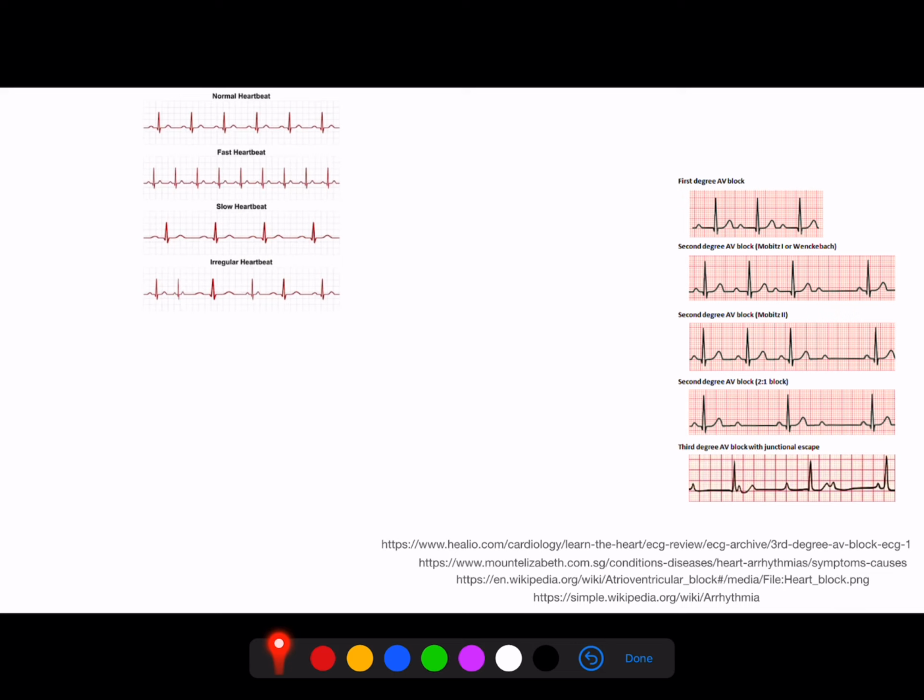And here we have the third degree AV block. We can see this is a P wave, this is a P wave, this is a P wave, this is a P wave, and this is a P wave. But they're totally dissociated from the QRS complexes.